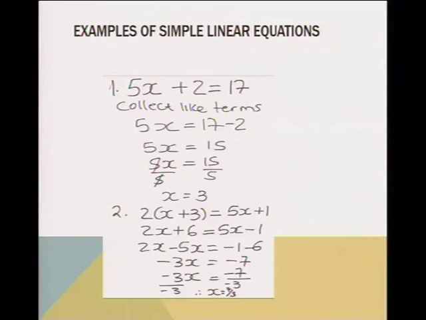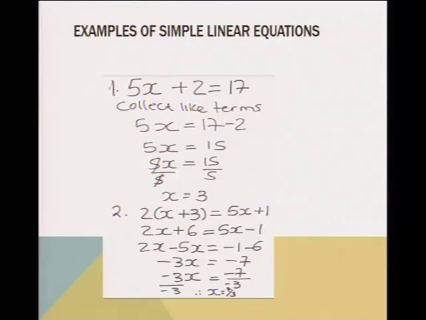Now, how do you know if this answer is correct? You can substitute the answer in the original equation. Where there's 5x, you put 3. Then that will be 5 multiplied by 3. 5 multiplied by 3 will be 15. 15 plus 2 is equal to 17. So the right hand side is equal to the left hand side. Then your answer is correct.